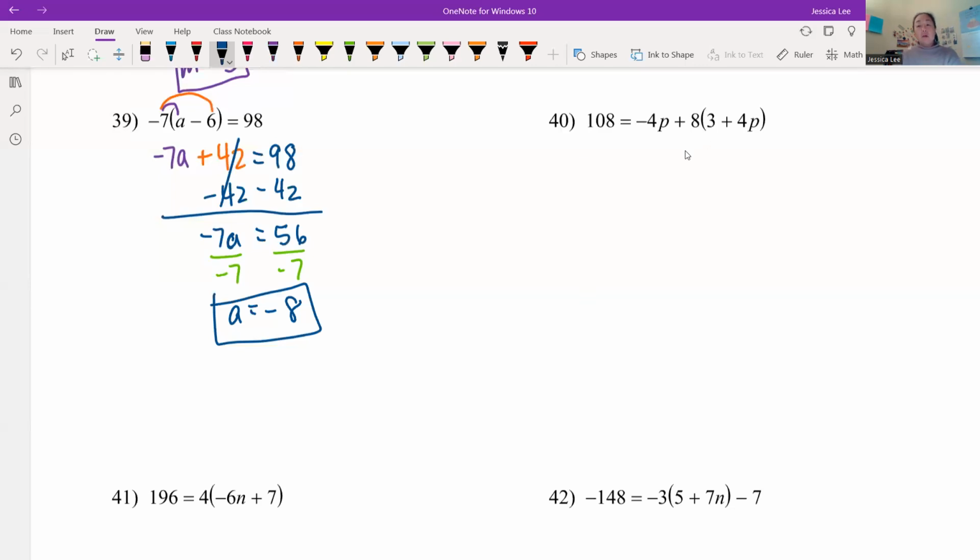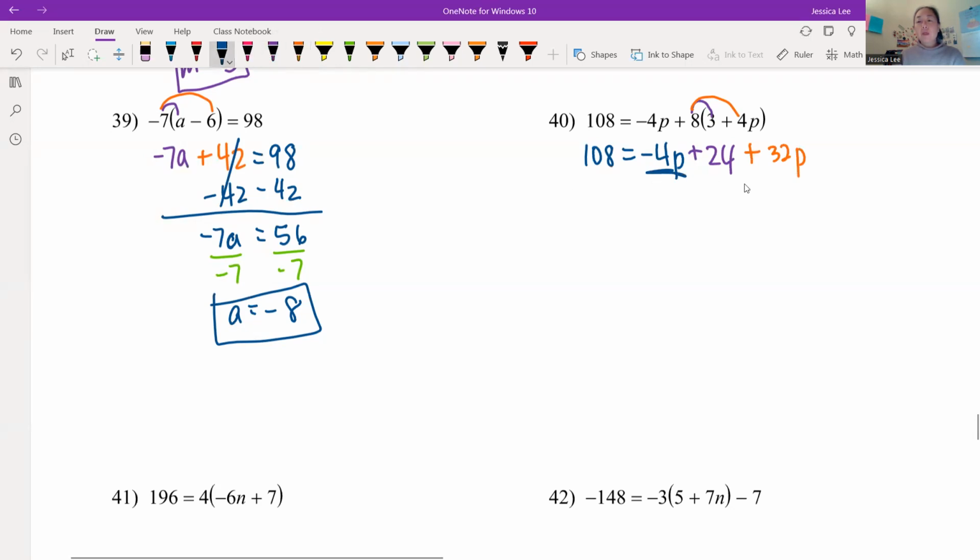All right, again here, ooh, this looks a little more complicated. I still have parentheses. This negative 4p has nothing to do with this 8, right? Because it's separated by a plus. So I'm just going to copy down everything here. 108 is equal to negative 4p. And now I'm going to distribute. So we got 8 times 3, which is going to be plus 24. And then we have 8 times 4p, which is going to be plus 32p.